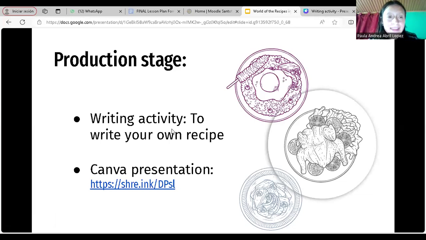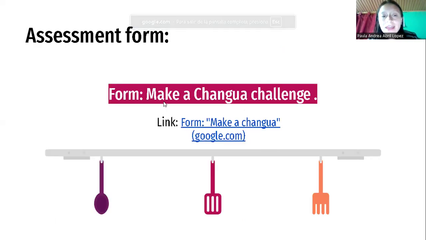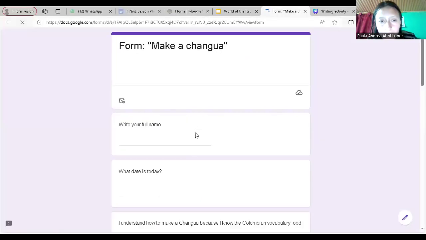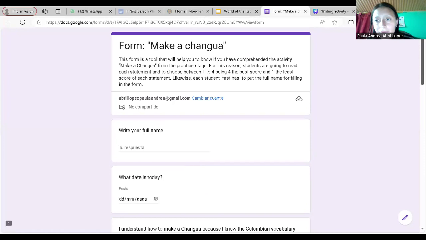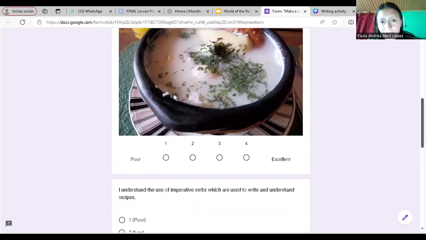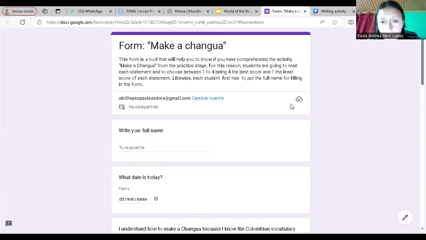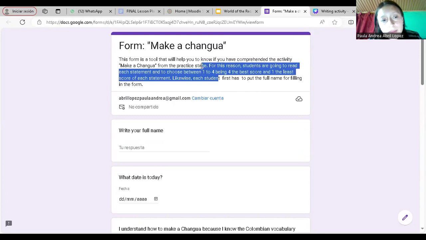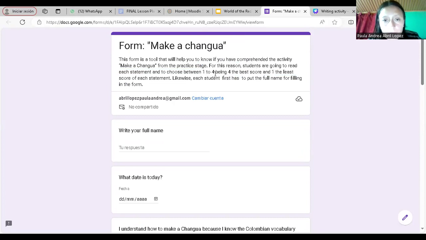Finally, you can find an assessment form. This is for the make a changua challenge activity. You have to respond first, write your name and respond what day it is today, read all the statements and choose the number that corresponds to your score. For example, one being the lowest score, and four being the best score.